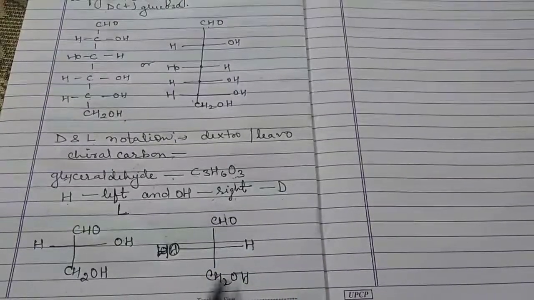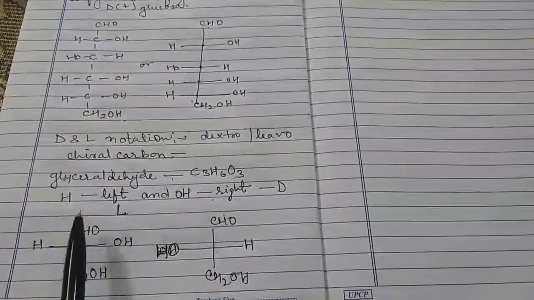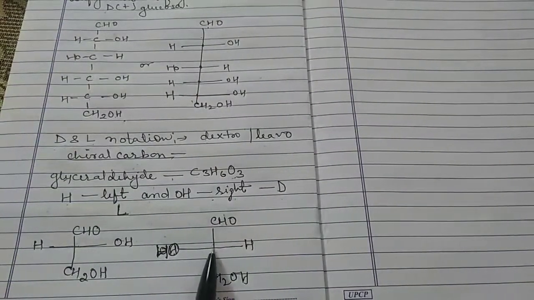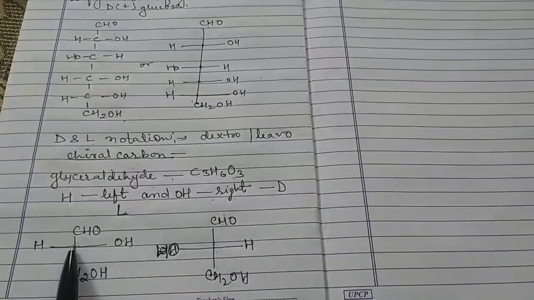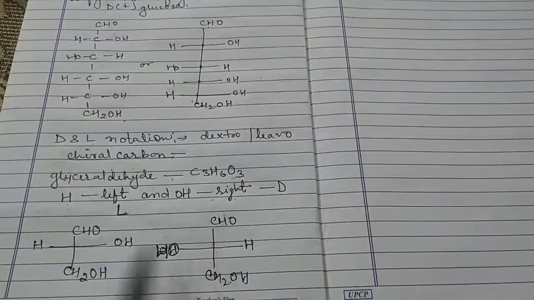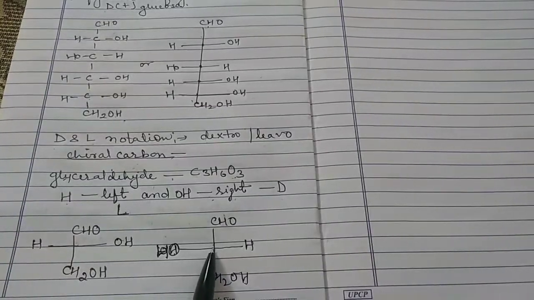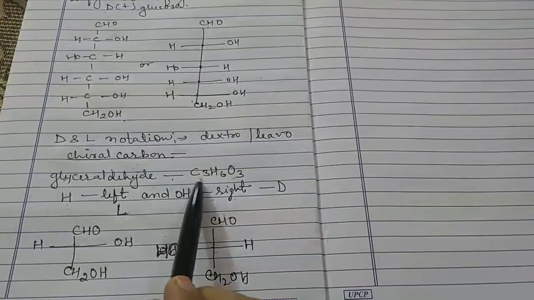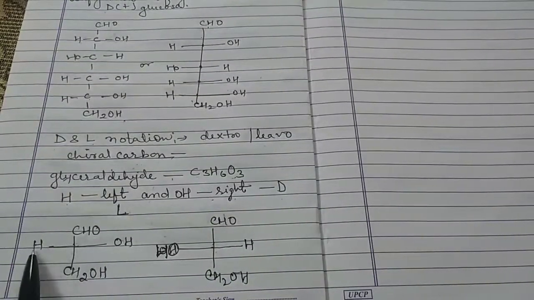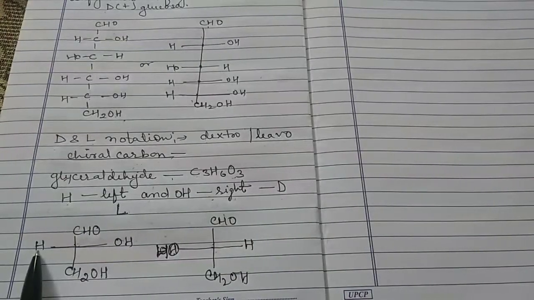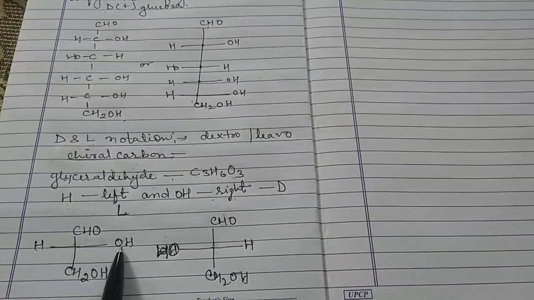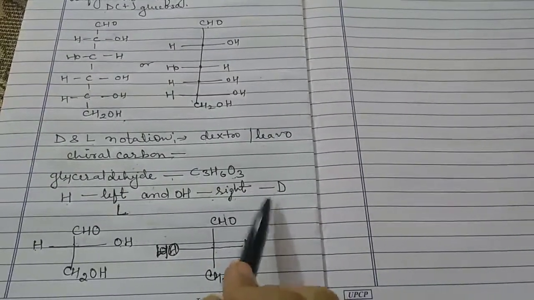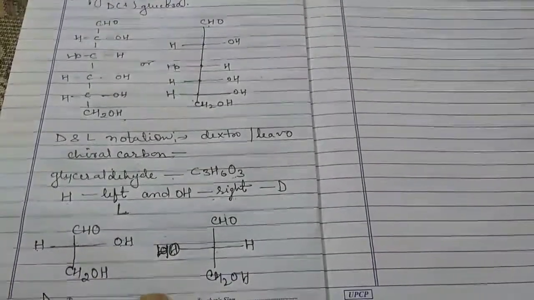Now look at these two structures. I have already told you about these points. These show the positions of the carbon atoms, this is a carbon atom, this is a carbon atom, that's why this is 1, 2 and 3, that's why it is C3. So here the hydrogen atom is at the left position and OH is at the right position, so it is D configuration. This is D glyceraldehyde.